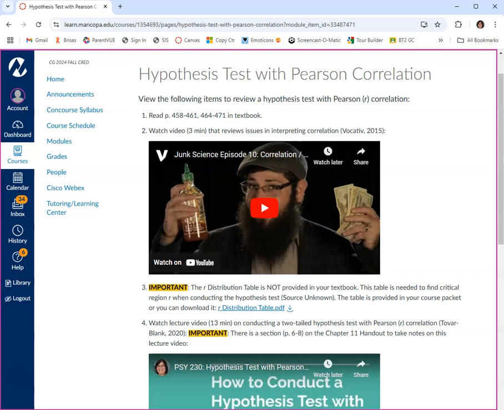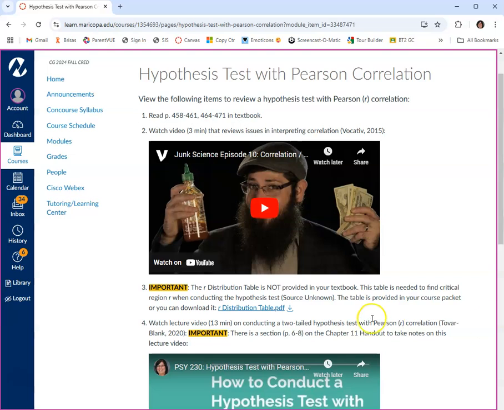The second section is on conducting a hypothesis test with Pearson correlation. Once you've learned how to calculate a Pearson R correlation, we need to determine if the relationship between the two variables is statistically significant or not. We will do this by conducting a hypothesis test.